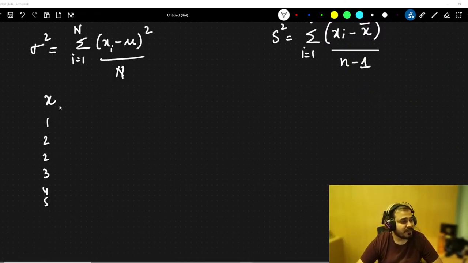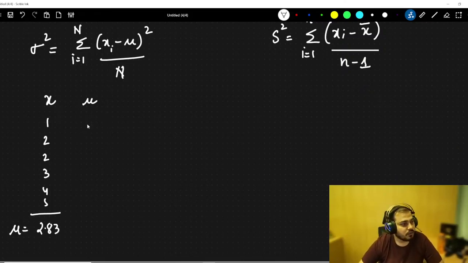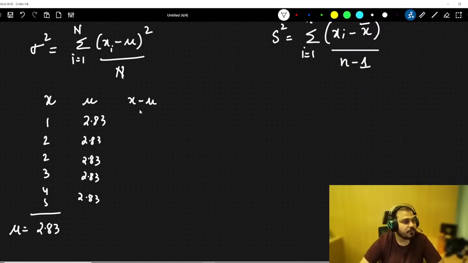First, let's calculate different things. Don't worry, guys, you'll also be getting assignments. With respect to population, we'll calculate mu. What is mu in this particular case? Quickly: 5 plus 4 plus 3, 12, 14, 16, 17. 17 divided by 6 is nothing but 2.83. So here mu is basically 2.83.